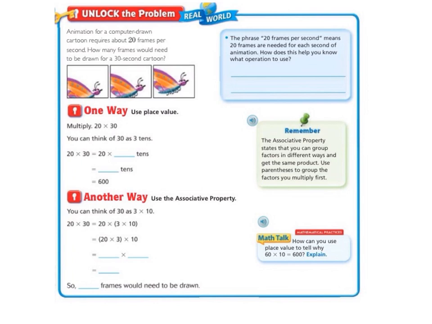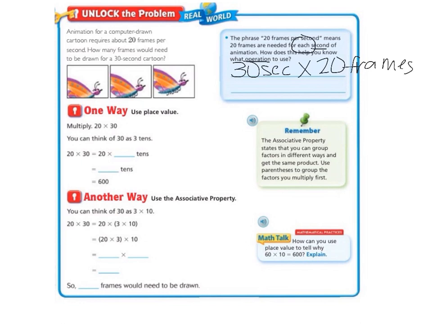Alright, to start off, let's read the box in blue. The phrase 20 frames per second means that 20 frames are needed for each second of animation. How does this help you know what operation to use? Well, the word each tells me that I need to multiply. So I need 30 seconds that each have 20 frames.